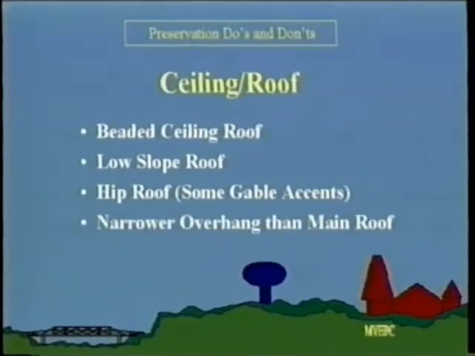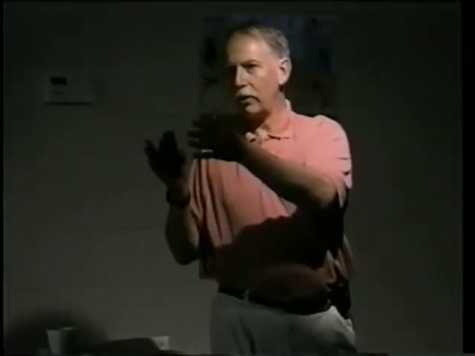And a lot of times you have a narrower overhang than you have in the main portion of the house. It's all a matter of proportion. The house is big, so it demands a bigger overhang. The porch is smaller, so the overhang is scaled down accordingly. If you have a 2-foot overhang on the main part of the house, you're probably only going to have a 12 to 16-inch overhang on any porch.